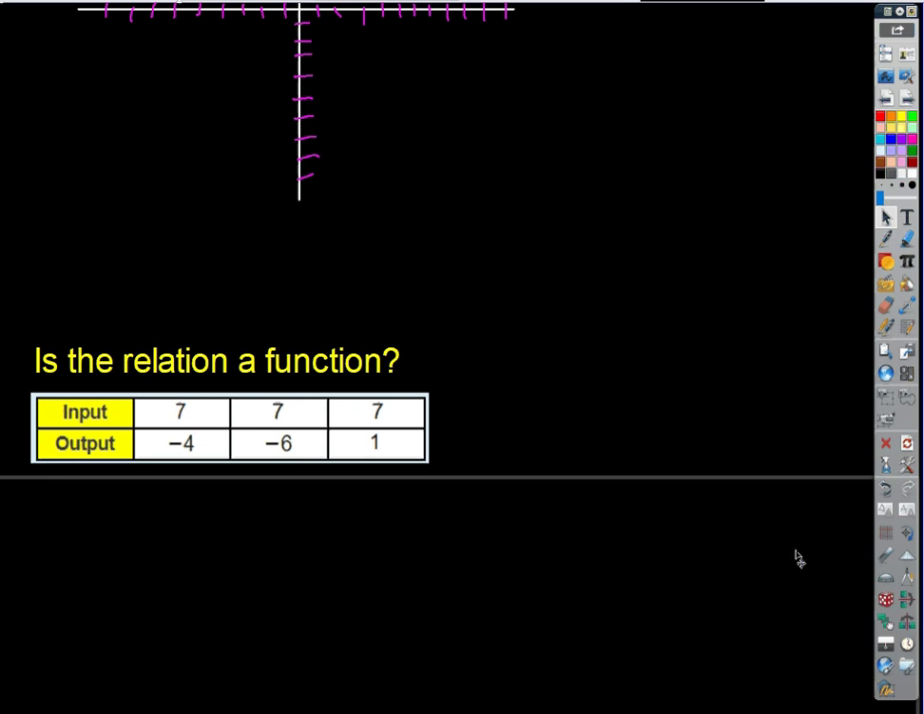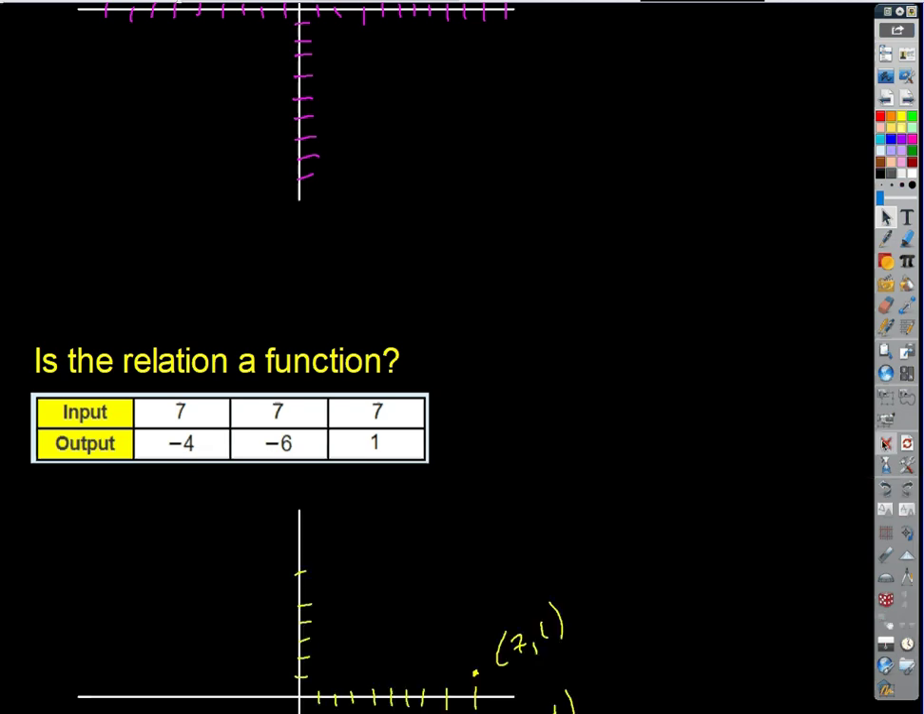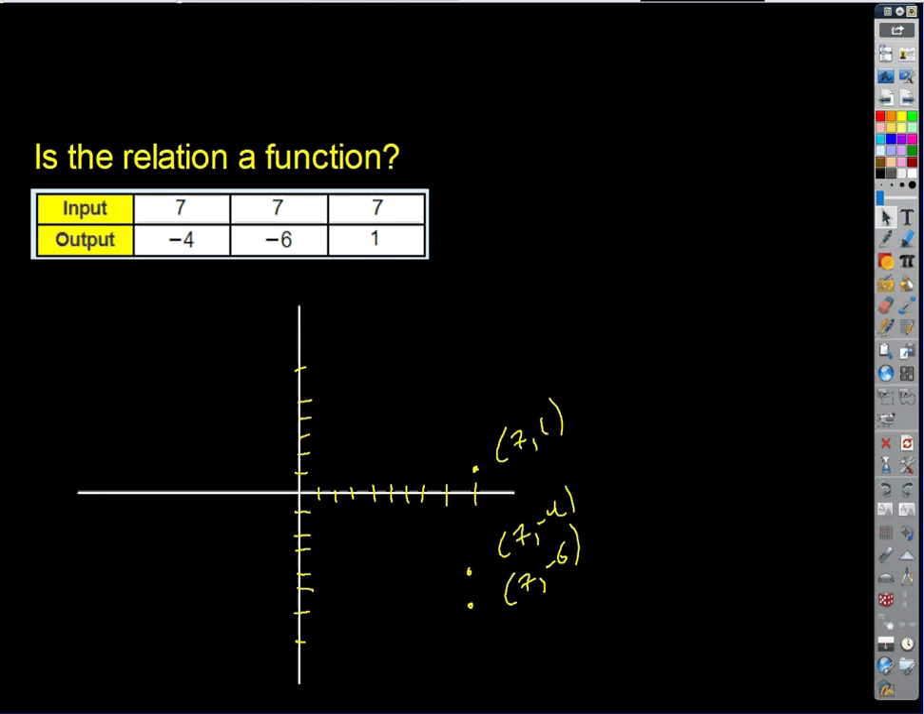Now, what about that? Is that a function? That's not, right? Clearly, that's not. The input value 7 is mapped to 3 different output values, so it violates our rule for a function. It's not a function, is it? Now, look what happens if I graph it. How do they line up?